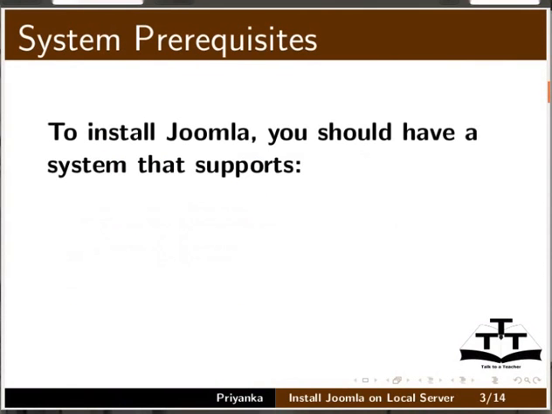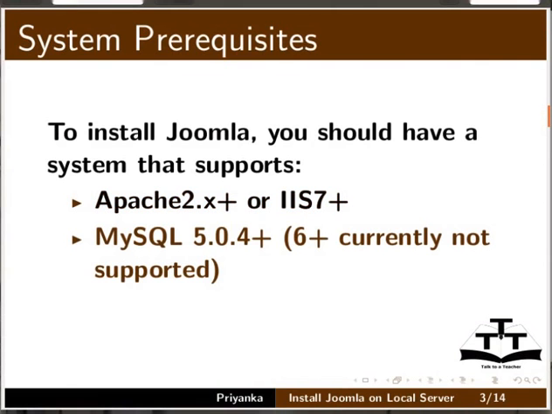To install Joomla in your system, you should have a system supporting Apache 2.x Plus or IIS 7 Plus, MySQL 5.0.4 Plus, and PHP 5.2.4 Plus. Please note that MySQL 6 and higher versions are currently not supported.